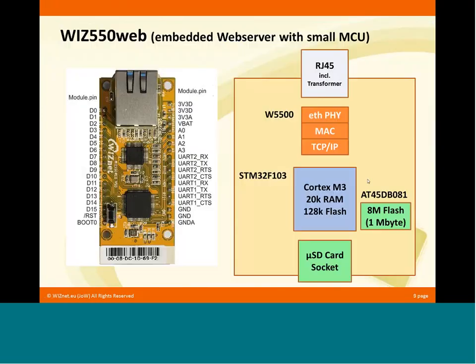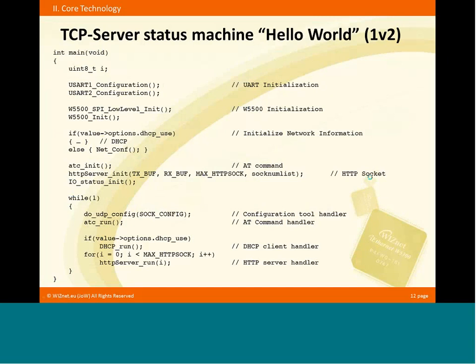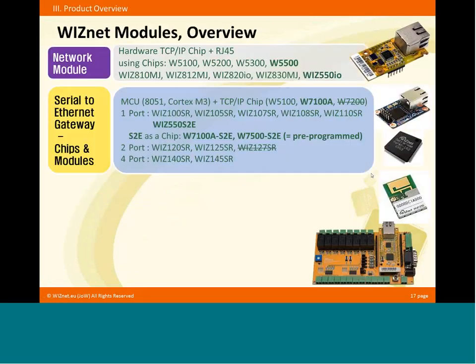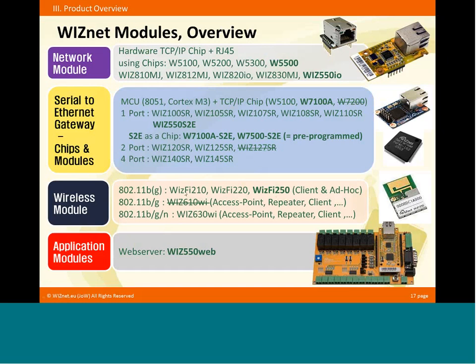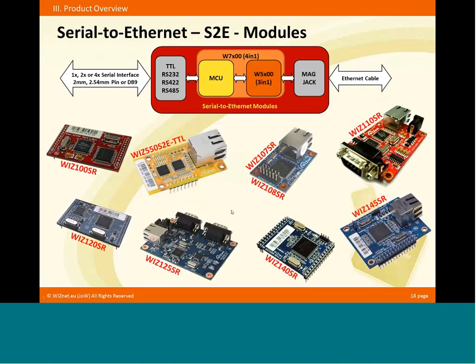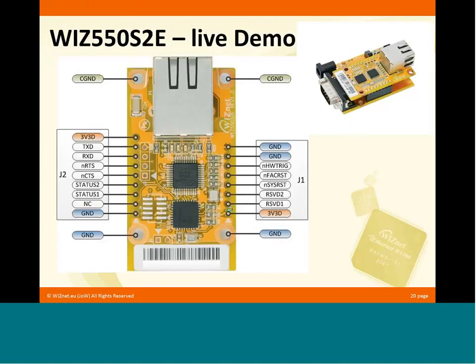Okay, just quickly go down. Here for the Wi-Fi, we have modules like the 210, 220, and we have the 250 in the client module section, and we have the 630 for the access point with the client. The 610 is obsolete. I go to the Wi-Fi part of our presentation.